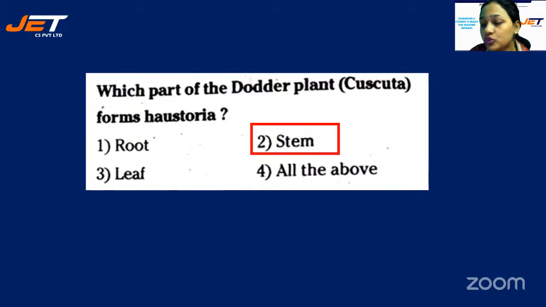Those who have opted for number 2, they are right. All right. No, number 1, it's not root. Hostoria is a root-like structure. Students, many of you are answering number 1. Let me clear your doubt here. Hostoria is a root-like structure. It penetrates into the other plants, but it is a part of the stem. So stem will be the correct answer.